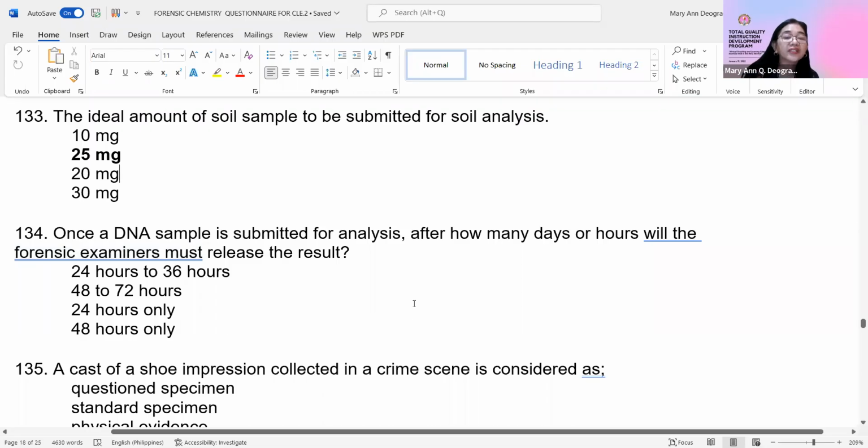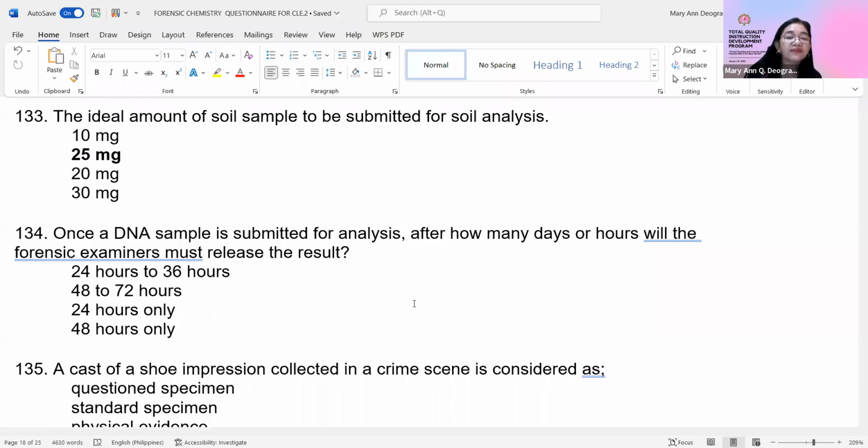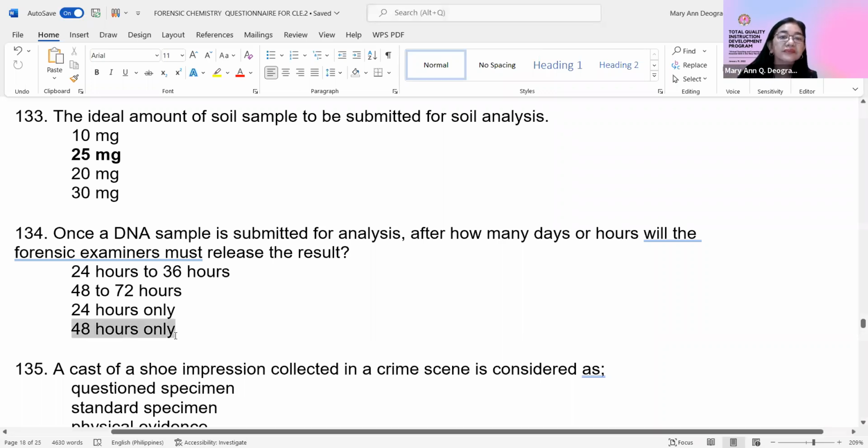Is it 24 to 36, 48 to 72, 24 hours, or 48? Minimum. Sino nakakaalam nito? Meron pa? May nakakaalam? Okay, it is letter D. 72 is for the paraffin test. Ito, 48 hours lang. Okay, dapat ilabas ang result ng DNA after 48 hours.